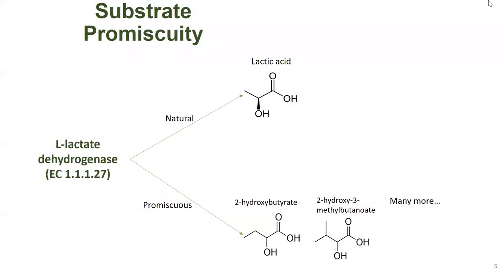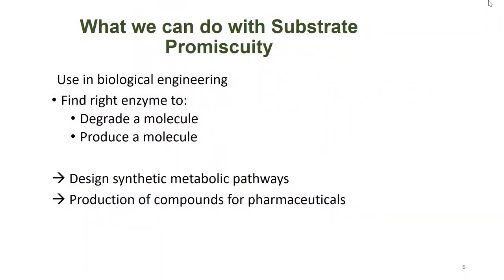Enzymes have been found to engage in promiscuous activity. In particular, we refer to substrate promiscuity as the ability of enzymes to act on substrates other than the ones they evolved to act on, so they can act on substrates that they don't actually see in nature. For example, lactate dehydrogenase is responsible for acting on lactic acid in nature, but it's been found in lab experiments to be able to act on a lot of other molecules. And a big proportion of enzymes have been found to have this ability to act on other substrates. So why is substrate promiscuity important?